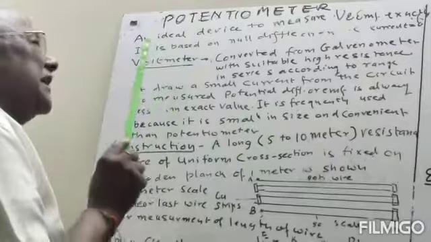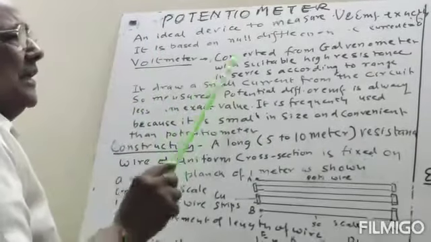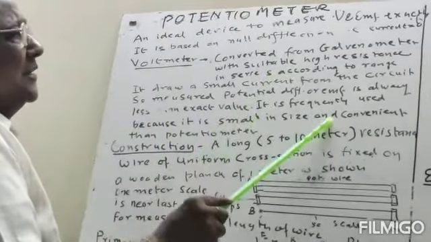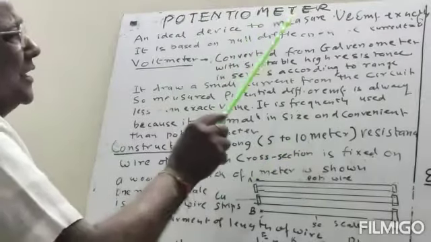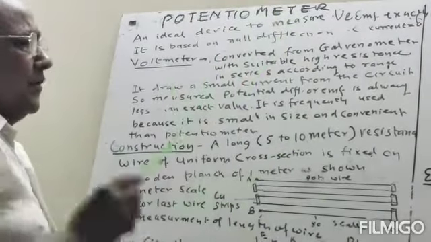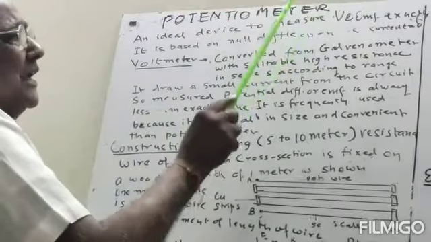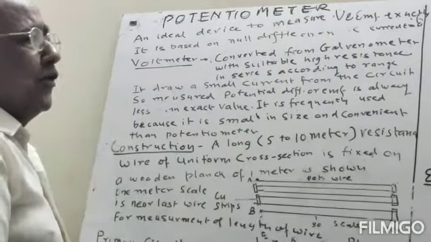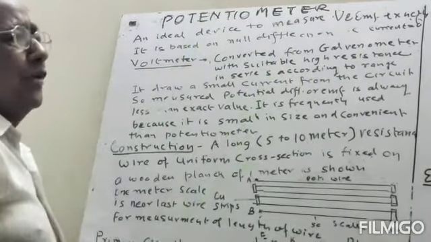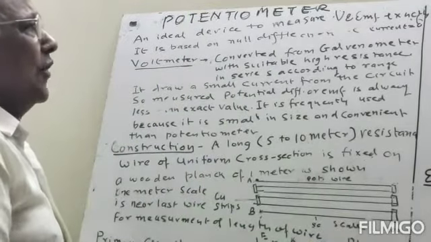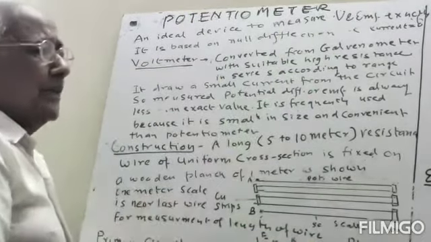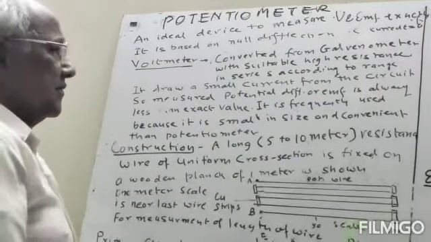So the voltmeter is generally used to find the EMF and potential difference, but the potentiometer is used to find the potential difference and EMF where we want to find the exact or accurate value of potential difference and EMF.